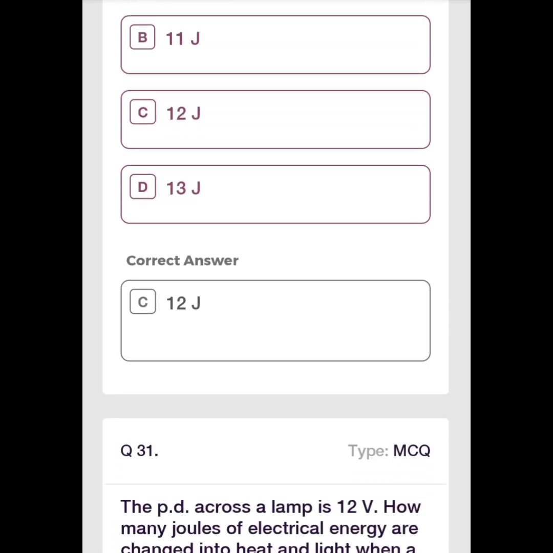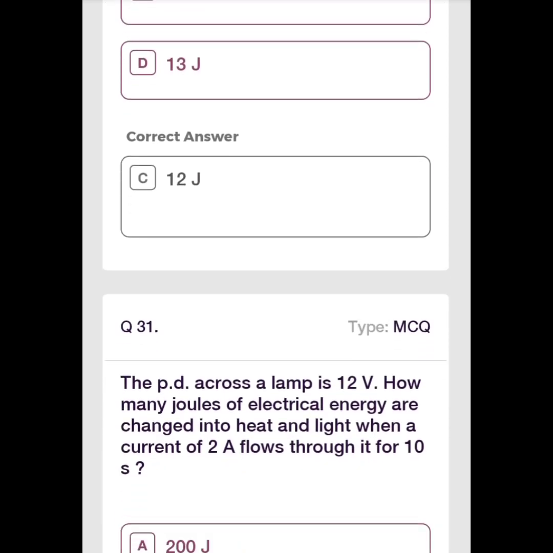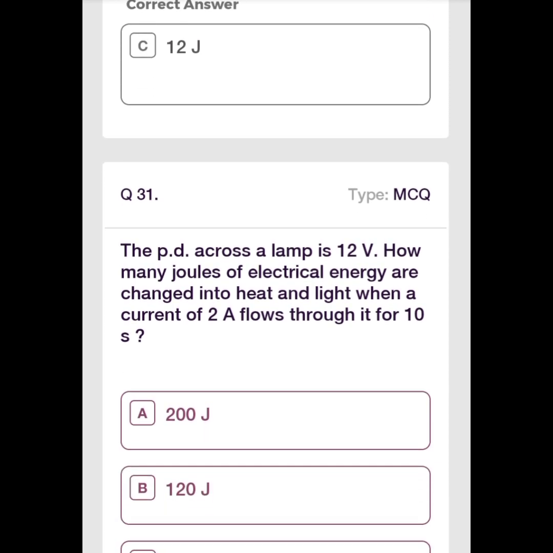Fine. The potential difference across a lamp is 12 volt. How many joules of electric energy are changed into heat and light when a current of 2 amps flows through it for 10 seconds? This is also solved the same way. Okay, so V is known, I is known, T is known, but we need to find W.